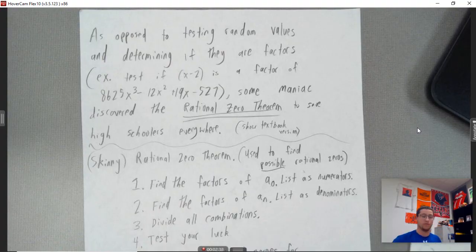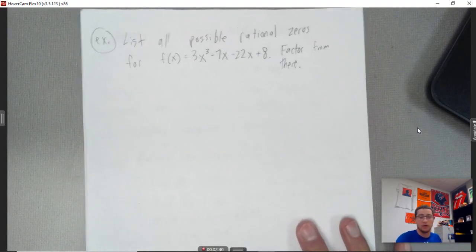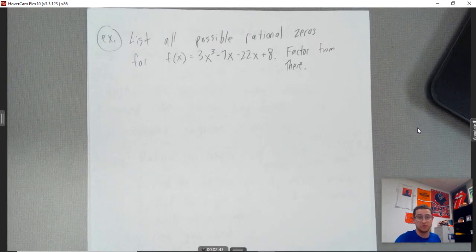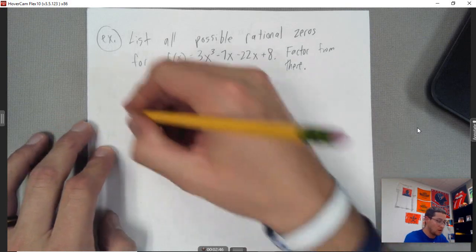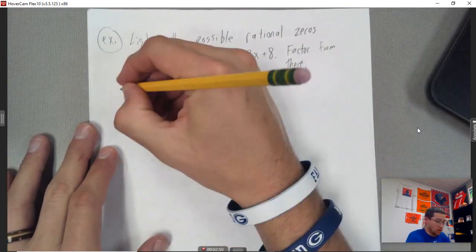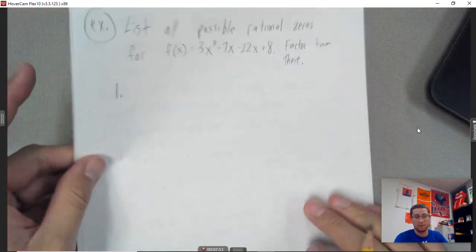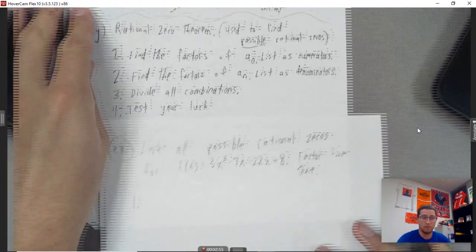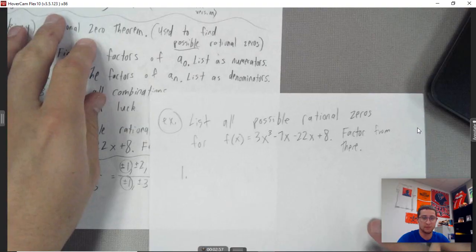So for example, here we go. Here's an example. List all the possible rational zeros for f of x equal to that particular polynomial. Let's follow this step by step, and you can compare if you want. We'll be comparing these steps in here.